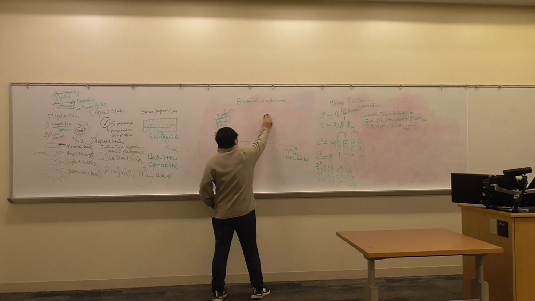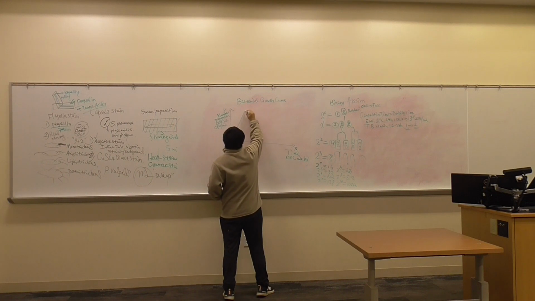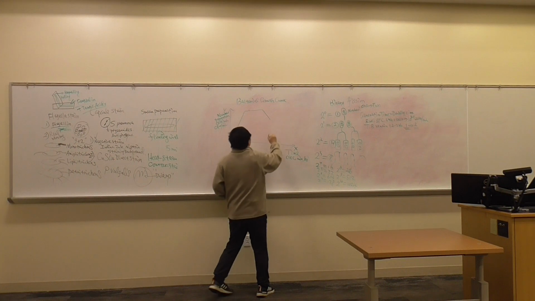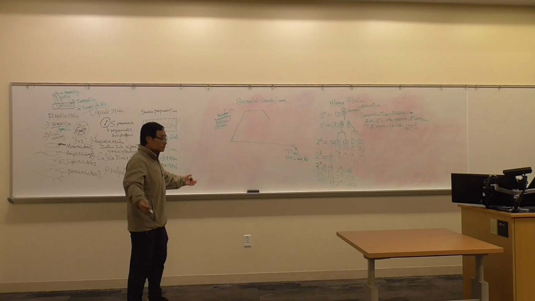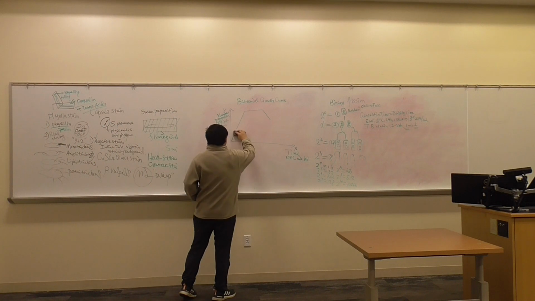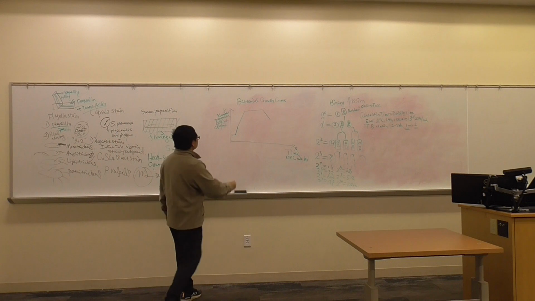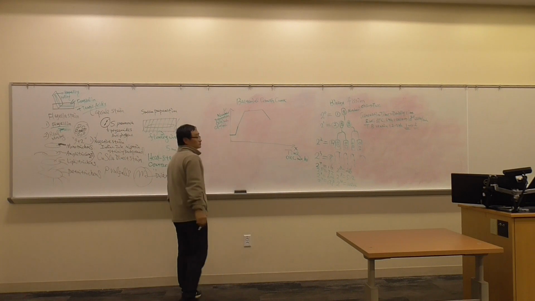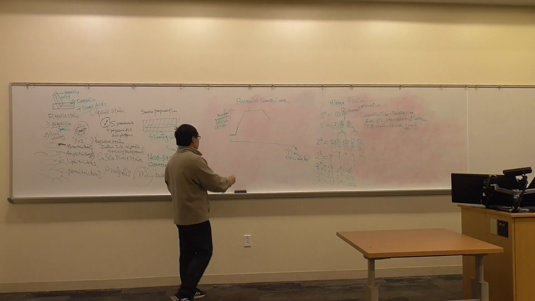What does it look like? The curve is very interesting. It looks like this. They give you something very flat at the beginning. Can you see it? So, this is the bacterial growth curve, which has 4 stages.